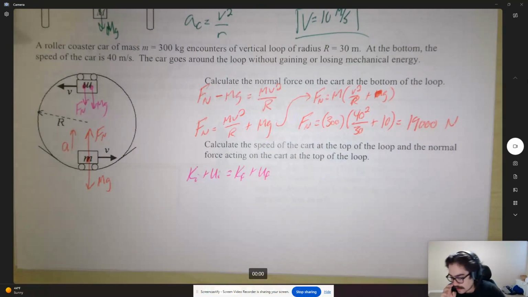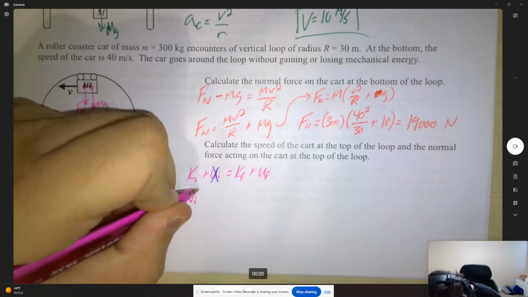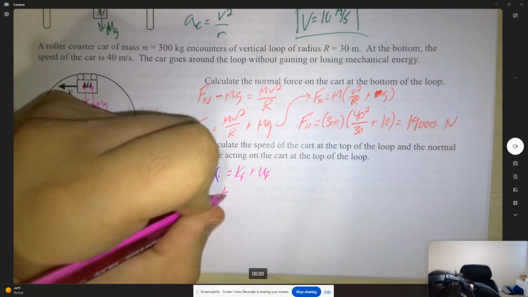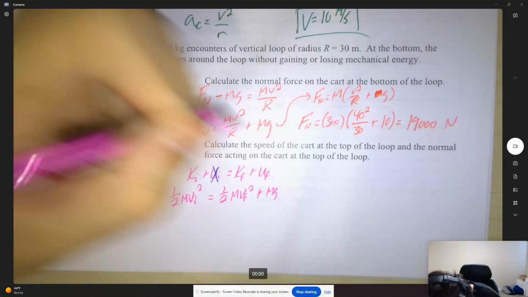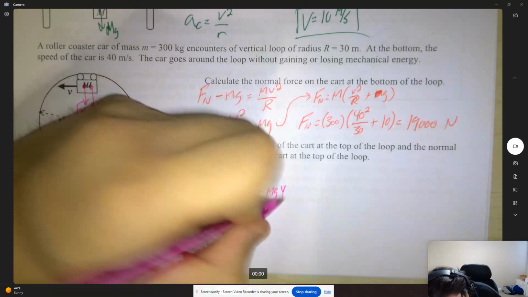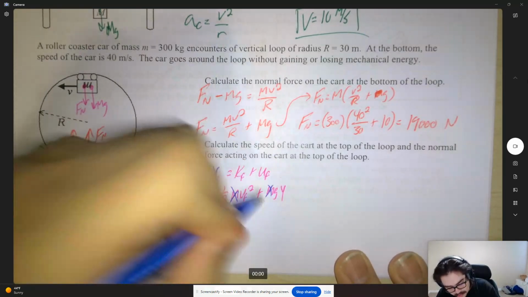When we do that, we don't have any potential energy initially, so we can ignore that term. But we will have both at the end. So I'm going to do 1/2 m v initial squared equals 1/2 m v final squared plus mg y, my height. I'm not going to make any substitutions yet. Right off the bat, you should notice that you've got m's in everything, so you can cancel those out.